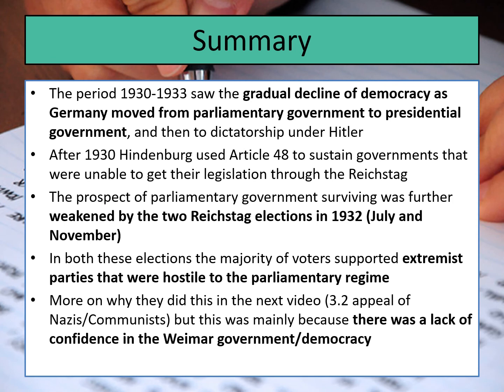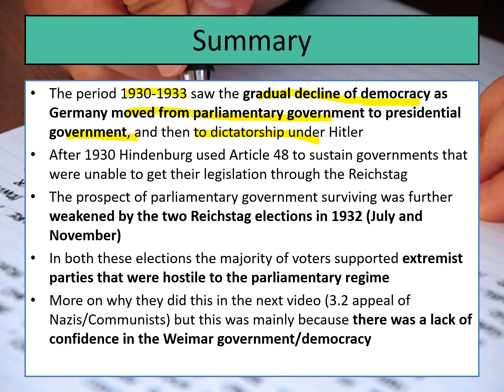So just a few summary notes of some really key things to understand about the impact of the Great Depression. Generally, we just need to remember that this period that we're studying for Unit 3, 1929-1930 till 1933, saw the gradual decline of democracy as Germany moved from parliamentary government to presidential government and then to dictatorship under Hitler between January 1933 and August 1934.